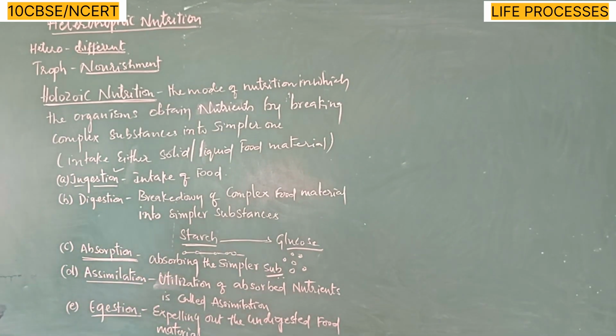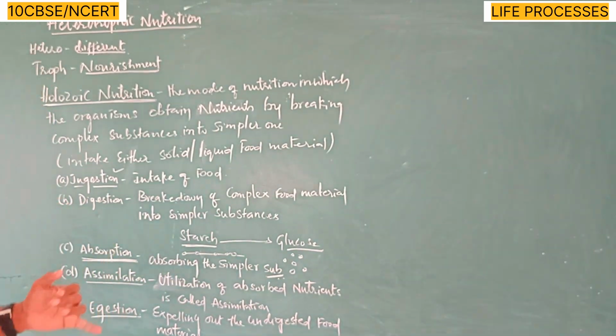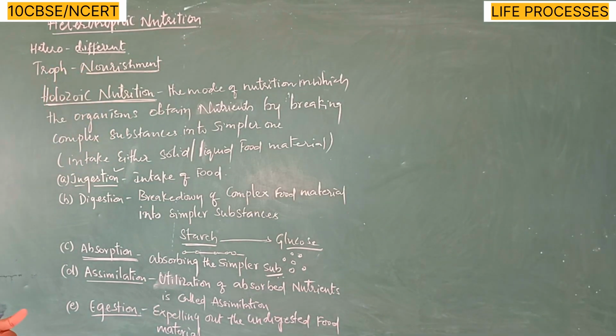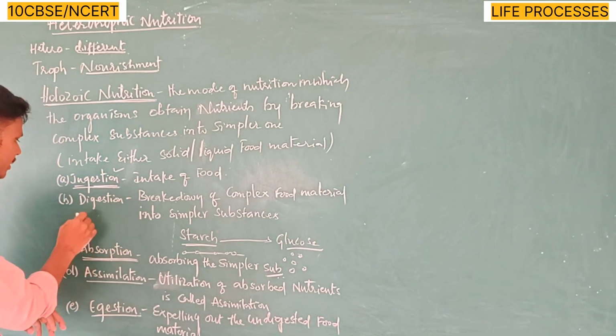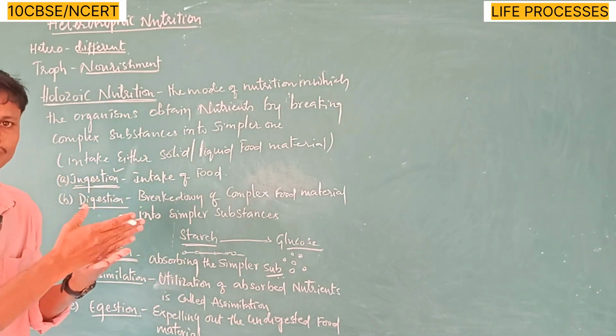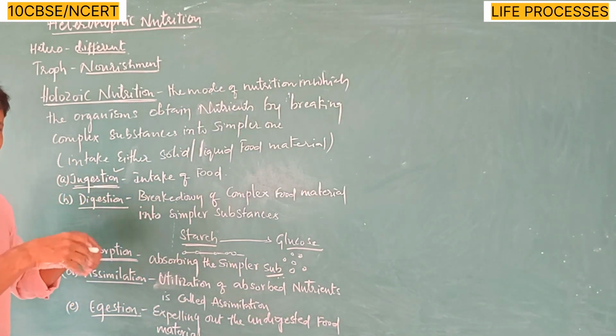So what are the steps involved? List out the steps involved in the holozoic mode of nutrition. The first one, ingestion, intake of food, and digestion, breaking down that complex material present in the food.